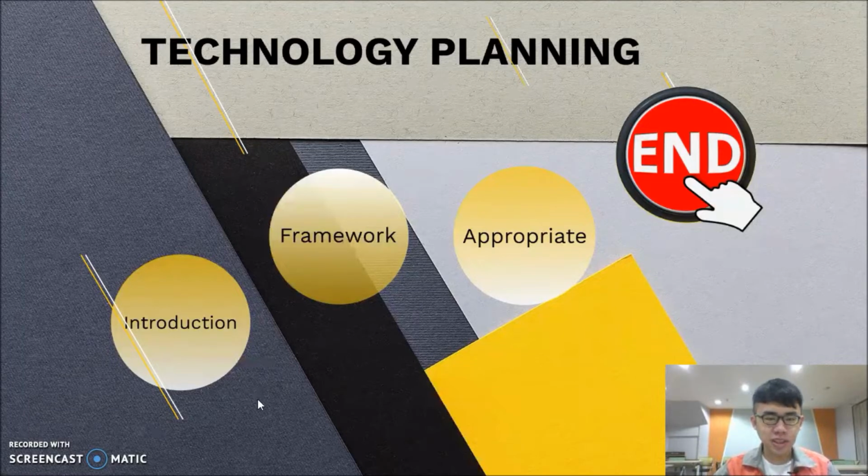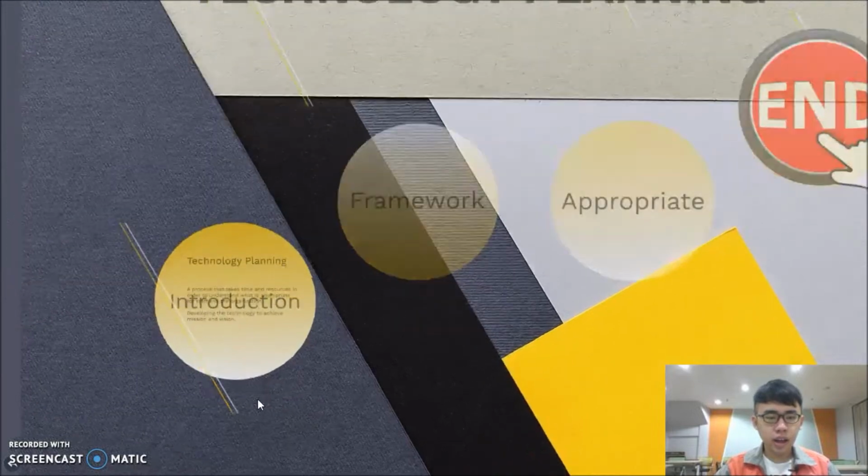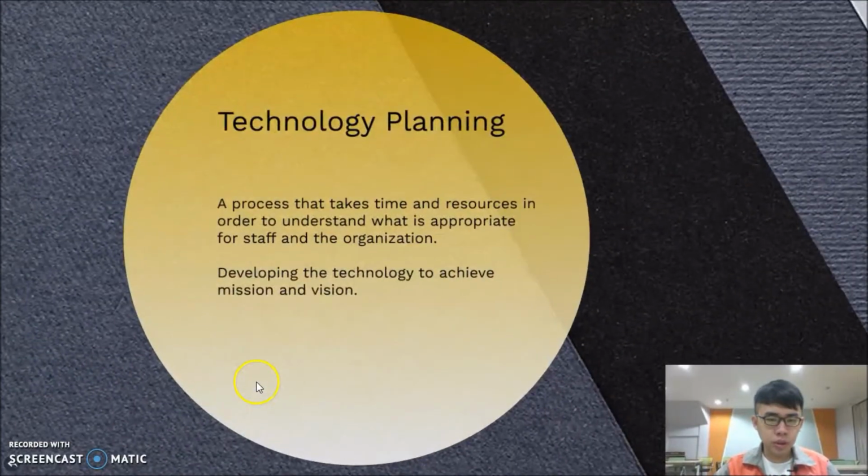First, I will explain what technology planning is. Technology planning is a process that takes time and resources in order to understand what is appropriate for staff and the organization. That means they will develop the technology to achieve the mission and vision. For example, we are using a computer, a system, or a machine to increase the productivity of a company or for their future use.